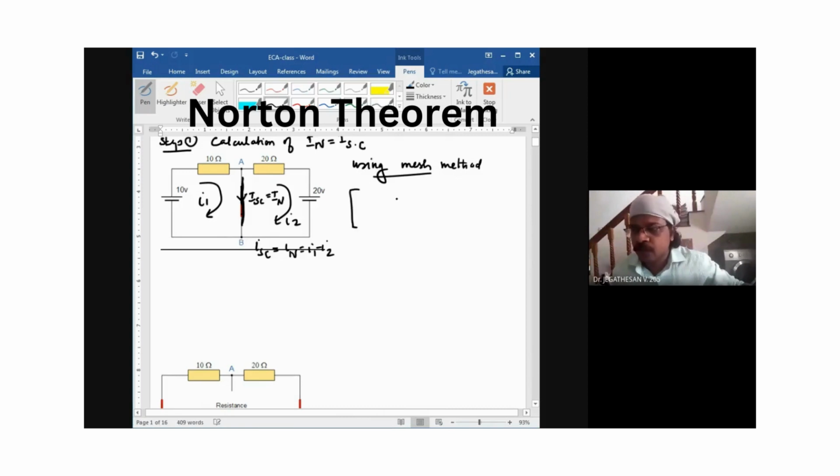Okay. So who will give the values for the mesh method? Can I have a volunteer? Saivi, can you tell me the values of the mesh method? The elements, the entries? Saivi.